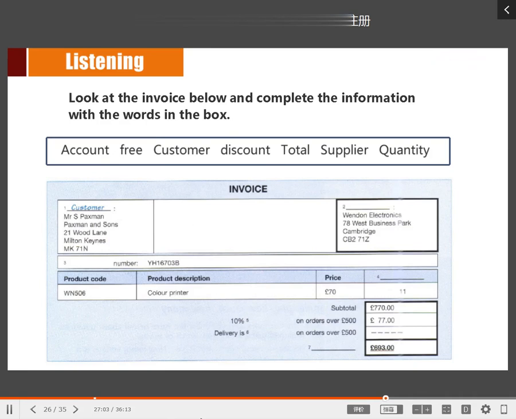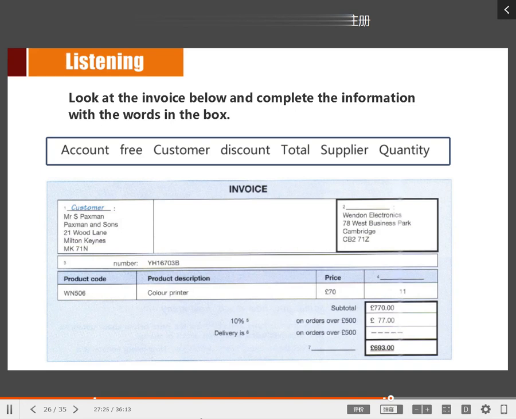Great job and welcome back. So far we've finished off the placing an order part. And here, let's quickly move on to the next part, tracing an order. But first of all, I'd like you to take a look at this picture. So how do you call it? Great, it's an invoice, right?